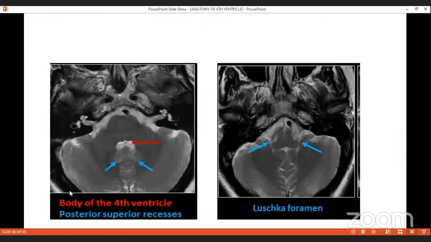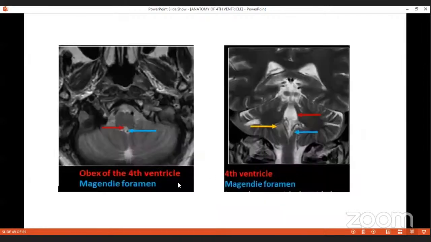These are a few axial images of the MRI. The red arrow shows the fourth ventricle body, whereas on this picture, you could see that the cavity of the fourth ventricle communicates on both the lateral aspects via the lateral recesses and opens up via the laterally associated foramen, the foramen of Luschka. Here also you could see the foramen of Magendie in the midline and the obex being labeled here. The cavity of the fourth ventricle communicates downward with the central canal at the obex. This is the fourth ventricle and the medially associated foramen called the foramen of Magendie within the inferior slope of the roof of the fourth ventricle.